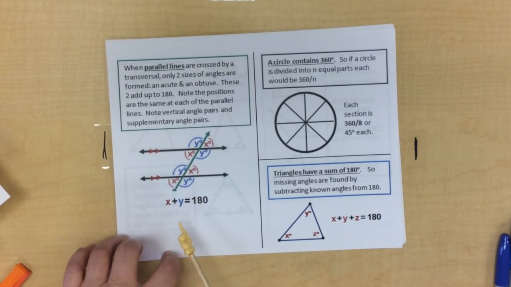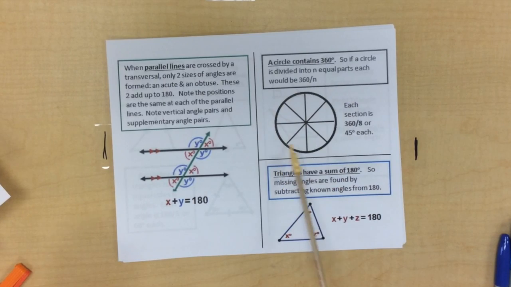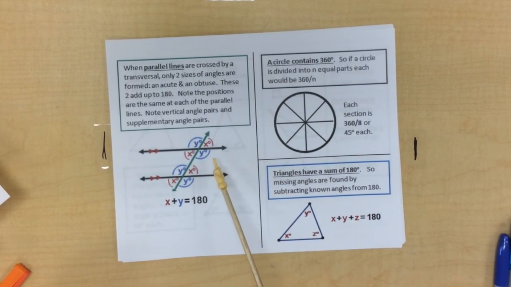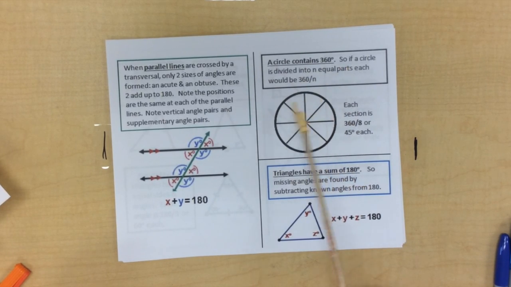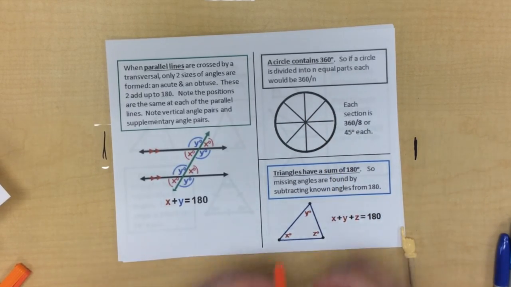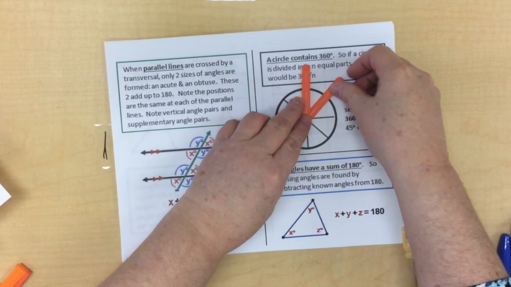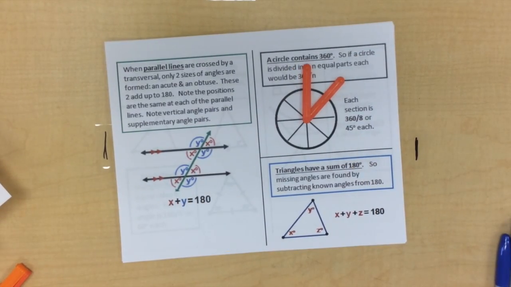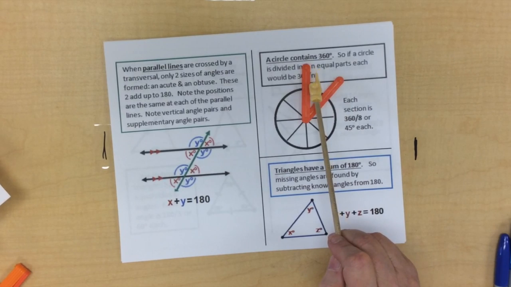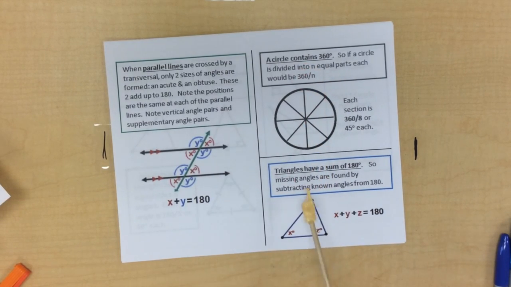We also have circles every now and then. A circle contains 360 degrees all the way around. So if you divide a circle into n parts, or in this case 8 parts, 1, 2, 3, 4, 5, 6, 7, 8, then 360 divided by 8 tells me that each section has an angle here. The angle inside each section would be 45 degrees. So that's what you can do, but you've got to remember that a circle contains 360.